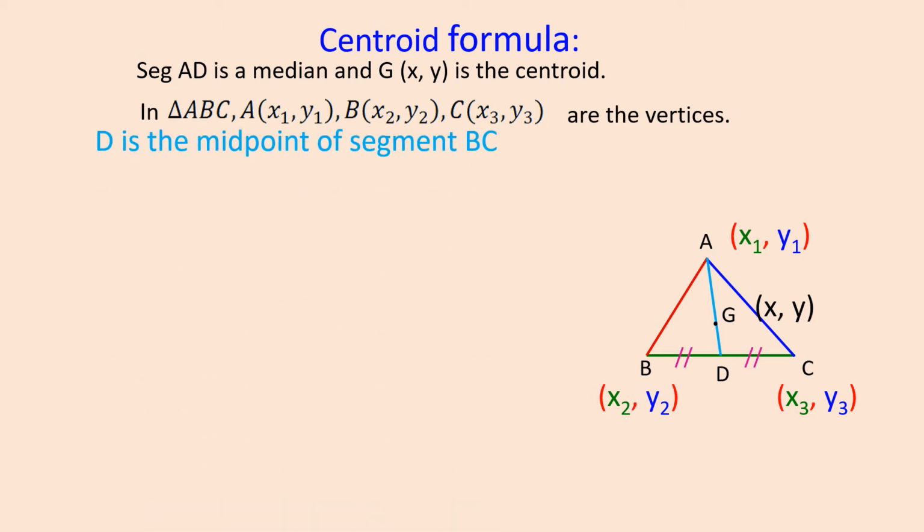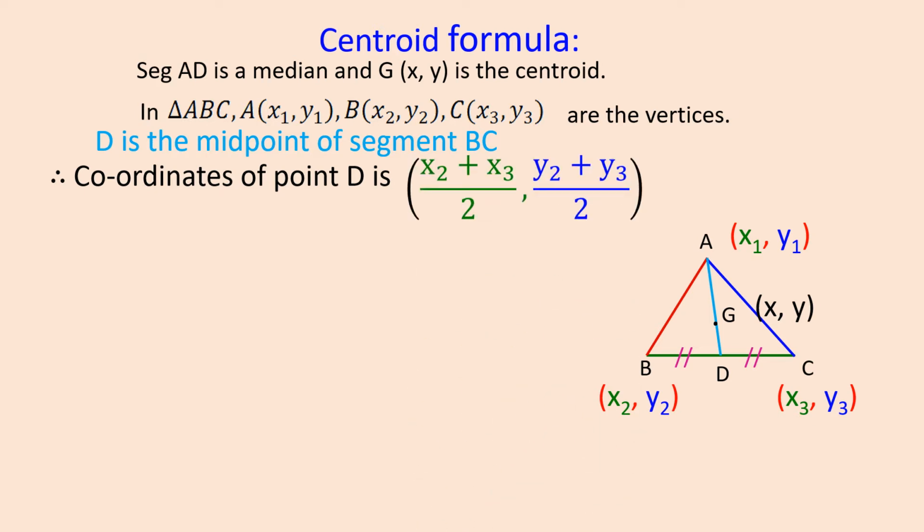Since D is the midpoint of segment BC, we will find the coordinates of D by using the midpoint formula. So the coordinates of point D are (x2 plus x3) upon 2, (y2 plus y3) upon 2. Clear? Now we know the coordinates of all the points.